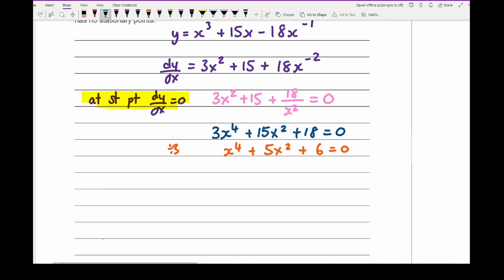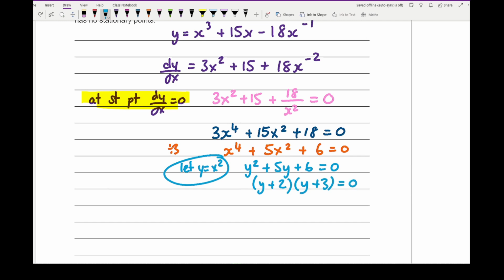Now, because I don't like factorising with powers other than an order of 2, what we can do is let y equal x squared. And if I let y equal x squared, what this then turns into is y squared plus 5y plus 6 equals 0. Now I can solve this by factorising: I get y plus 2, y plus 3 equals 0. So therefore, y is going to equal minus 2 or minus 3.